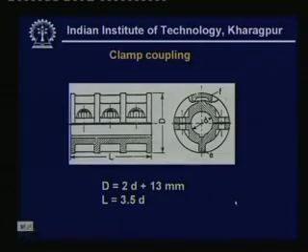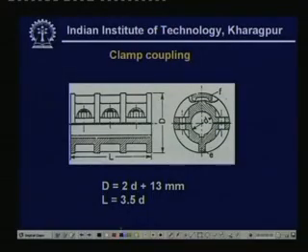Now, we come to another type of coupling known as the clamp coupling. This is sometimes called the split muff coupling also. Here instead of using one single piece of sleeve, we use a split sleeve, that is, it is made of two parts and they are connected by a few bolts. As you see here, this is made of two parts connected by a few bolts. Then there are ribbed arrangements in order to give additional strength.